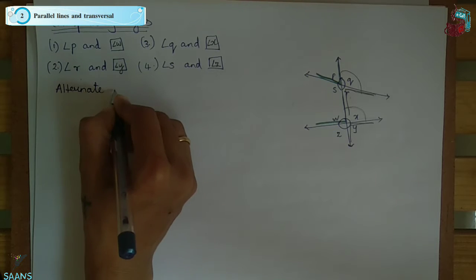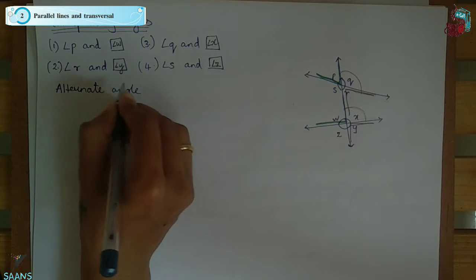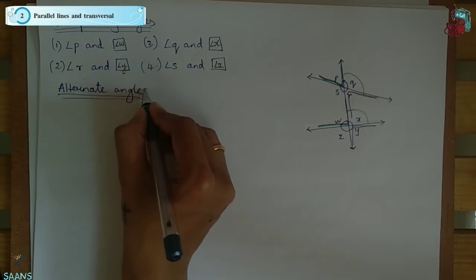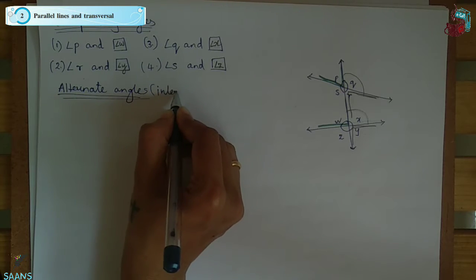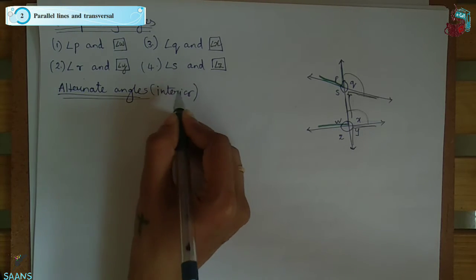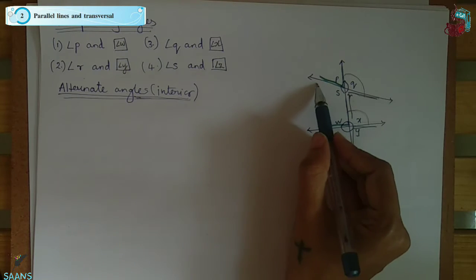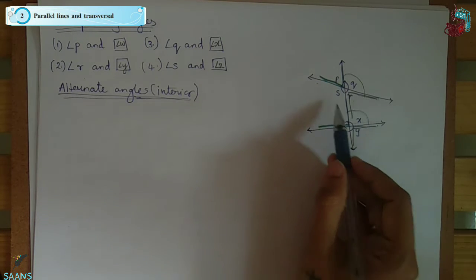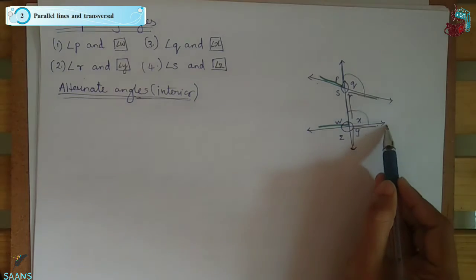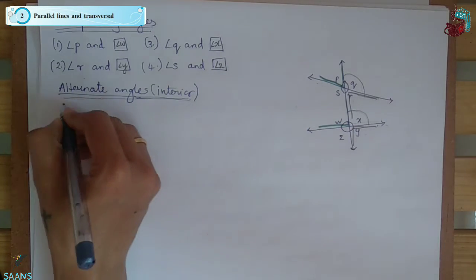Alternate angles. Okay, but what we are going to do, they are interior only. These are interior alternate only. Exterior alternate, whatever is left, I'll deal with last. Interior means the Z. The Z. Okay, so they have given you options.